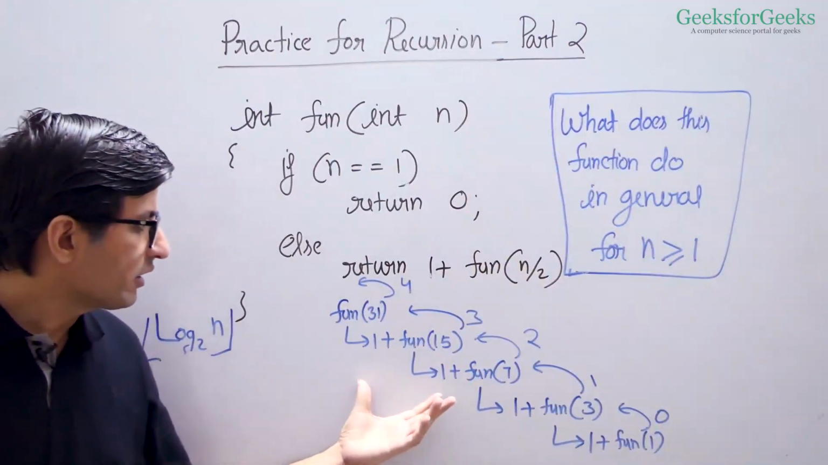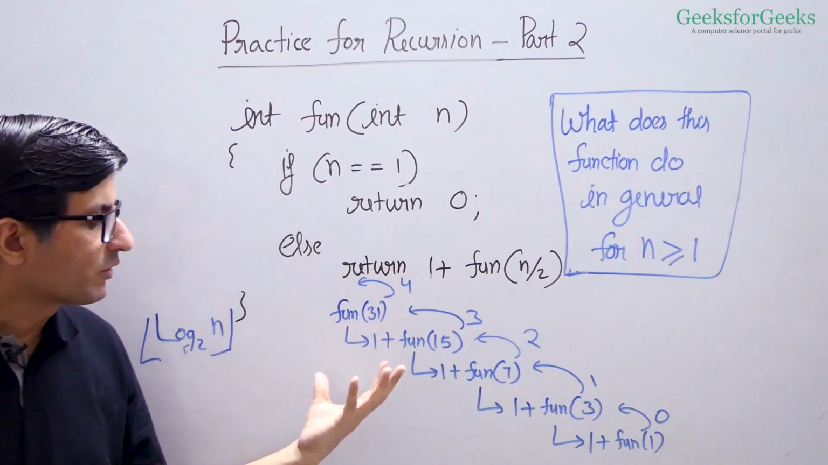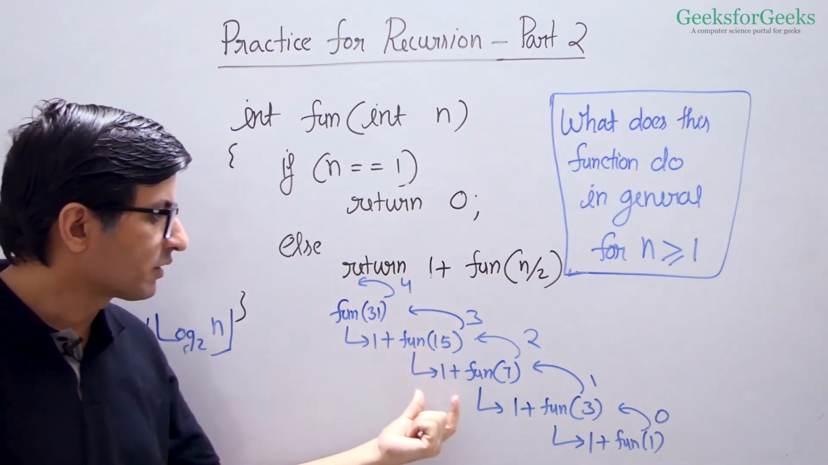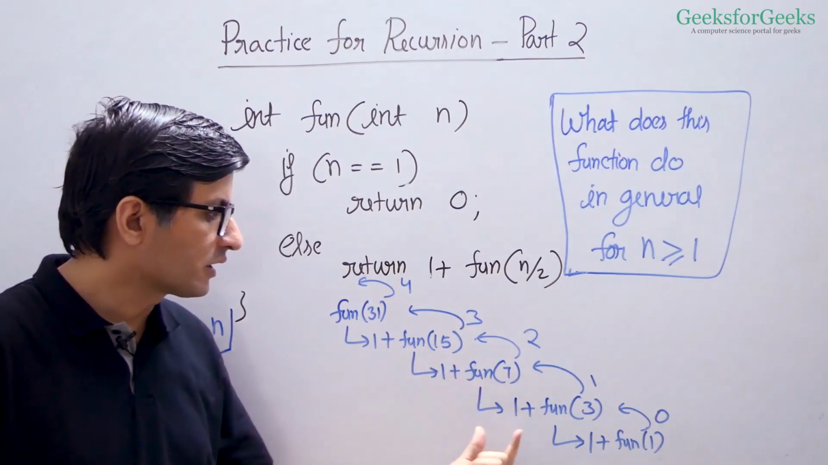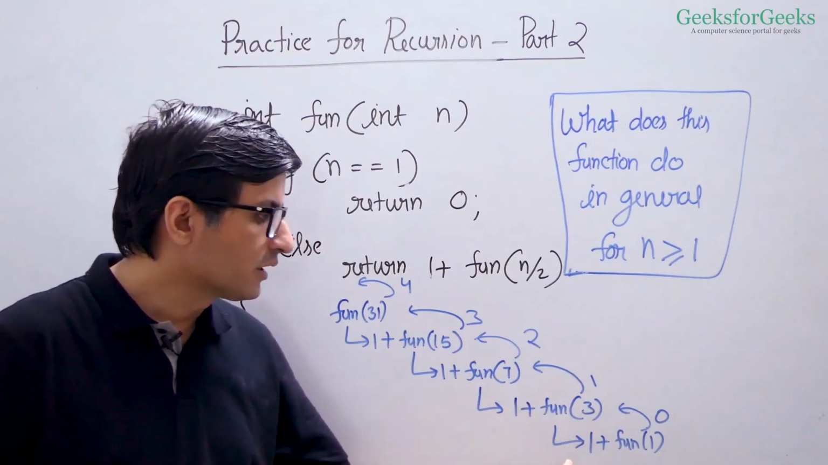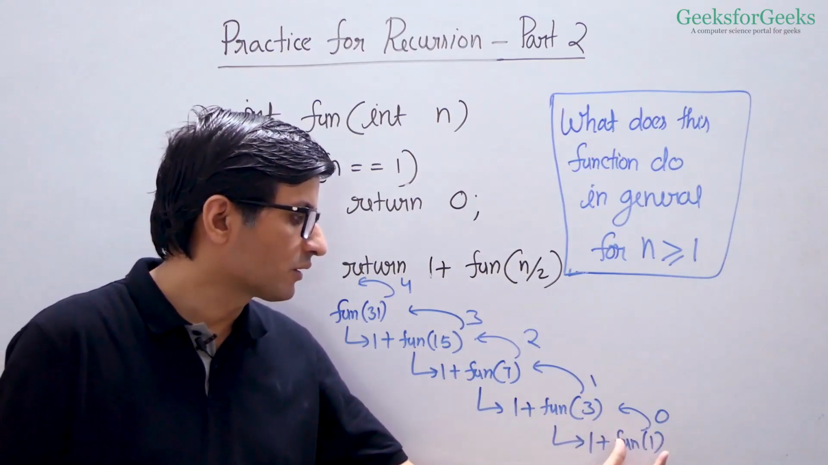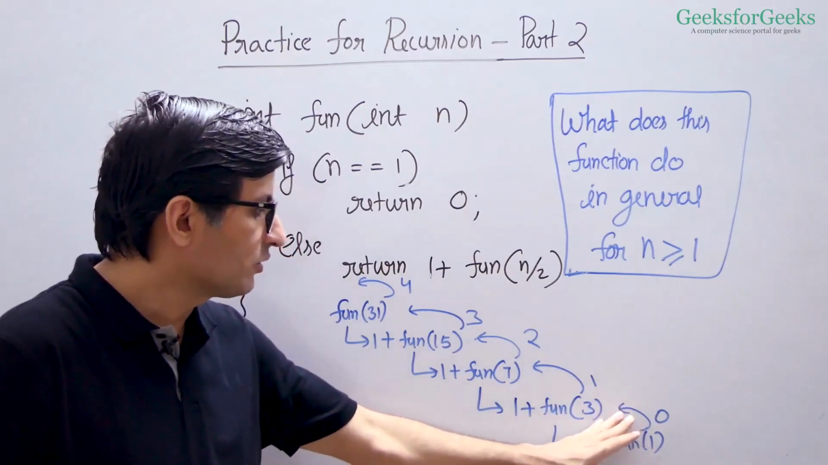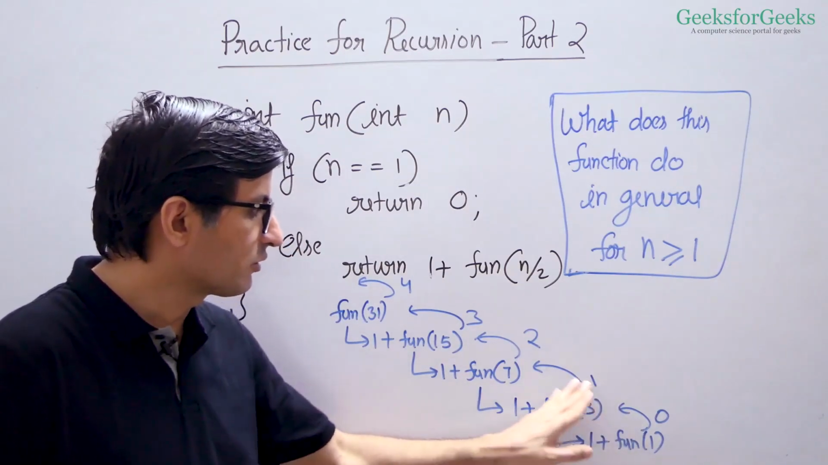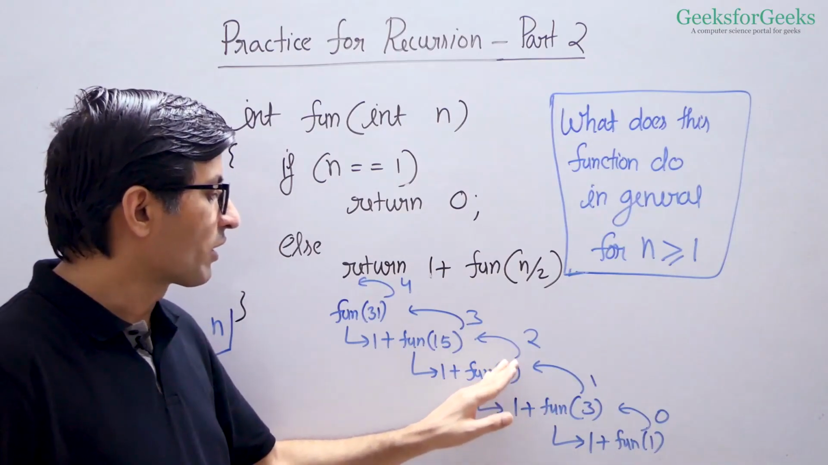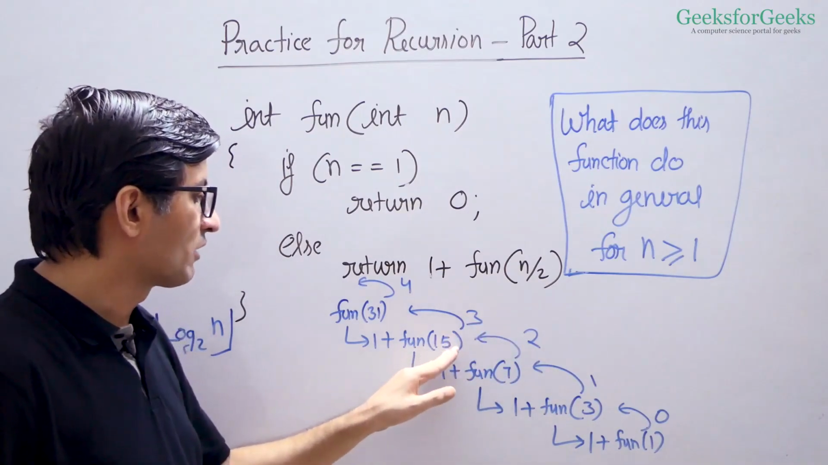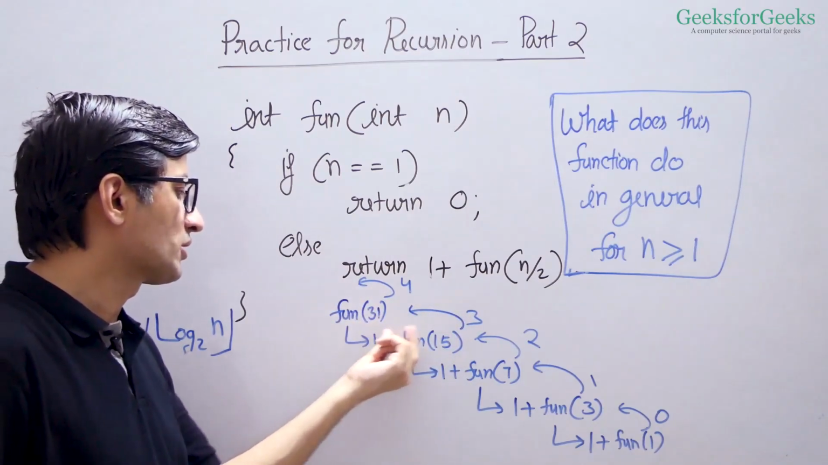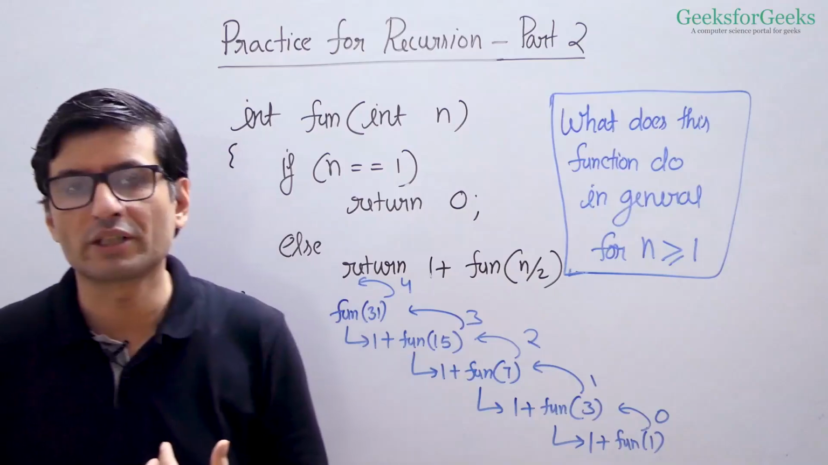You may notice that for 31 also, we are going to get the answer as 4. For 31, you will call 1 plus fun 15, fun 15 will call 1 plus fun 7, then it will call for 1 plus fun 3, then it will call for 1 plus fun 1, right? 3 divided by 2, when you do integer division, you get 1. This will return 0, right? And this will return 1 plus 0, 1. This will return 1 plus 1, 2 to its parent, and the parent will return 1 plus 2, 3 to its parent, and the parent call will return 1 plus 3, 4 to the parent. So for 31 you are getting 4.